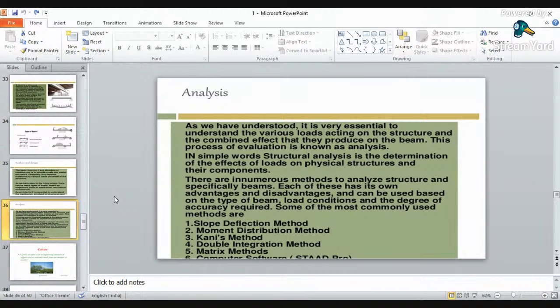There are so many types of methods to analyze the structure, especially the beam member. Each of these has its own advantages and disadvantages and can be used based on the type of beam, load conditions, and the degree of accuracy required. Some of the most commonly used methods are the slope deflection method, Kani's method, integration, matrix method, displacement method, and moment distribution method. Then software methods and a few empirical methods are there, like the column analogy method and the rigid frame method. We'll see them one by one in coming classes.